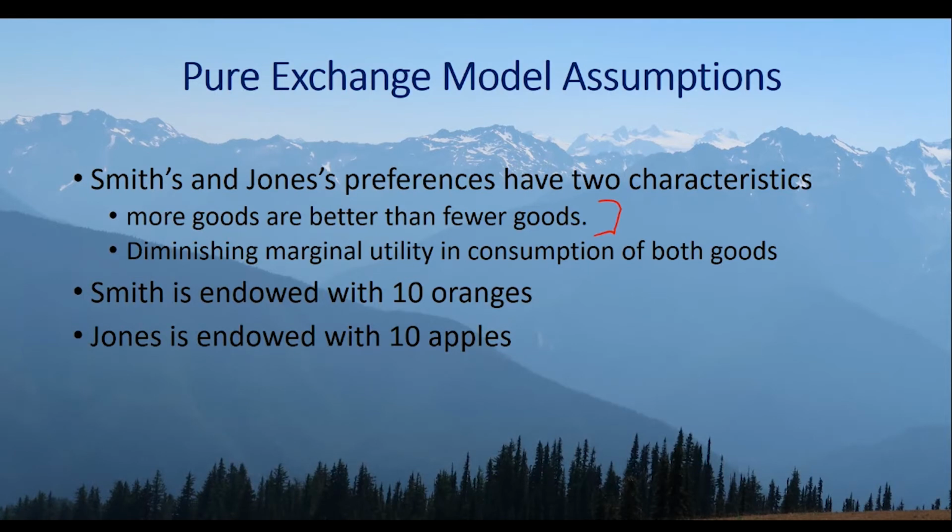We're going to assume that Smith is endowed, or is given at the start of the exercise, with 10 oranges. That's it. And Jones is going to be endowed in the exercise with 10 apples. So they're going to come to the marketplace with a fixed amount of goods. We're going to call that fixed amount of goods their endowment. Again, it's what they're given at the start of the exercise or for the model.